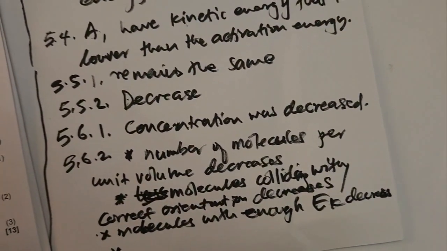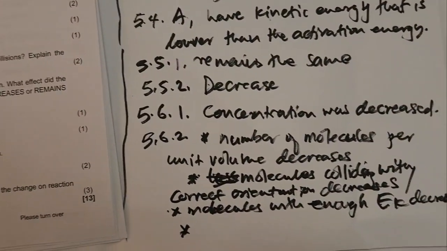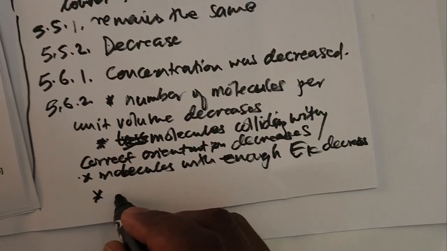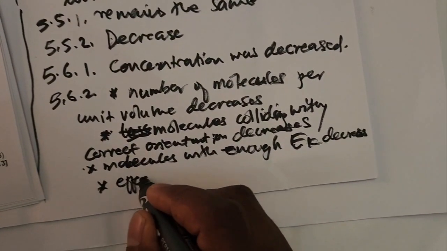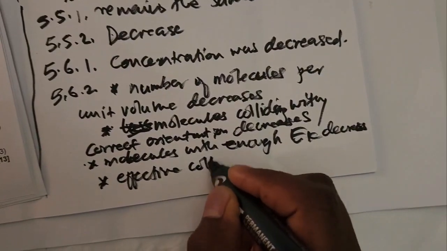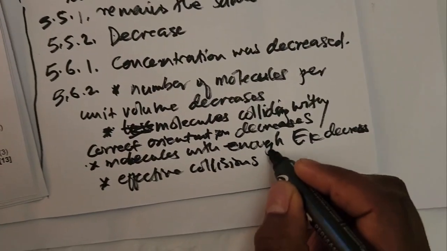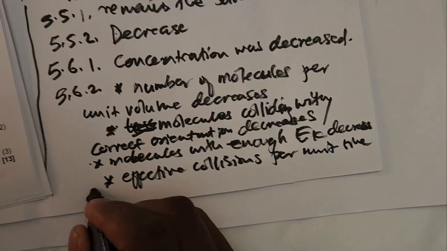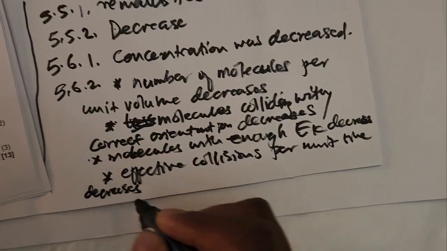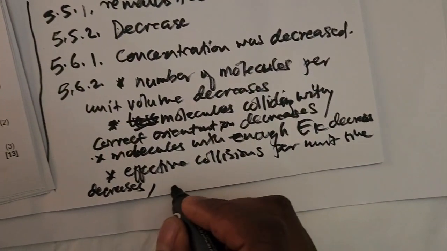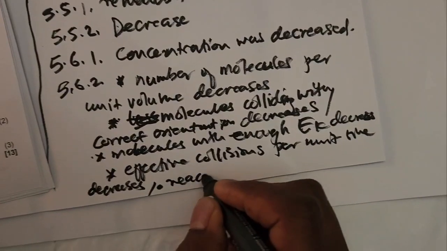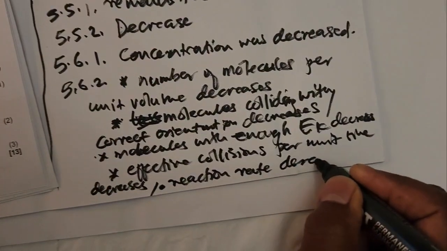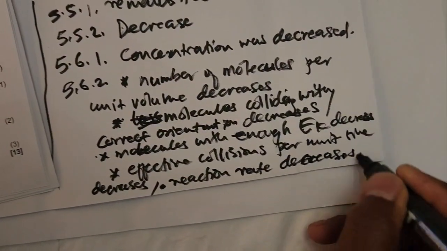And then the third point, therefore effective collisions per unit time decreases, and then the last point will be that reaction rate decreases, because they ask what will be the effect. Reaction rate decreases. So hopefully you've got many options here.